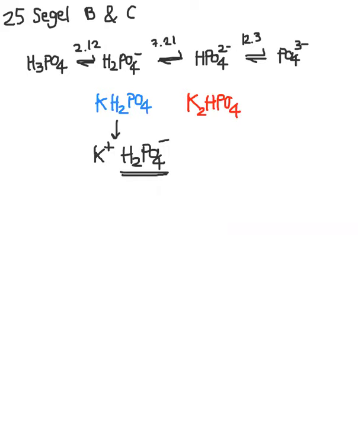And similarly for part C, K2HPO4, when it's in water, is also separated into potassium ion and HPO4 2 minus. So this is the molecule that you need to calculate the pH from. You notice that H2PO4 minus and HPO4 2 minus here are the intermediate species in the polyprotic protonation.